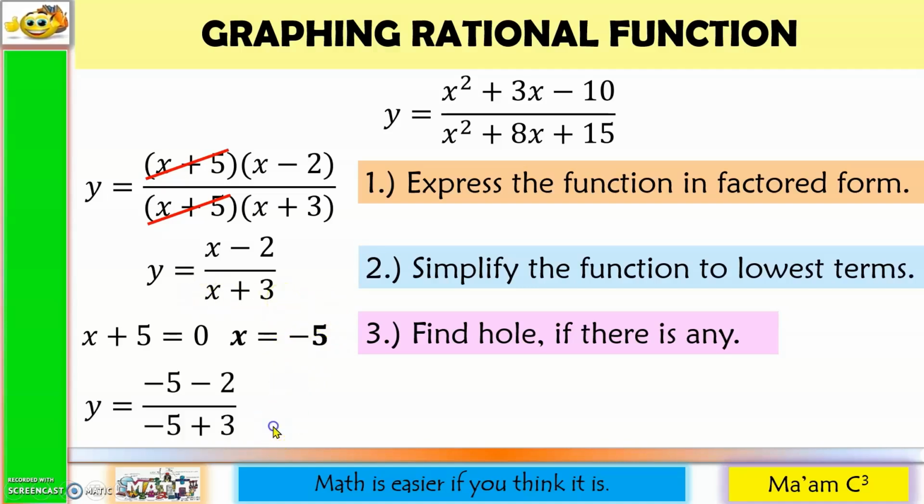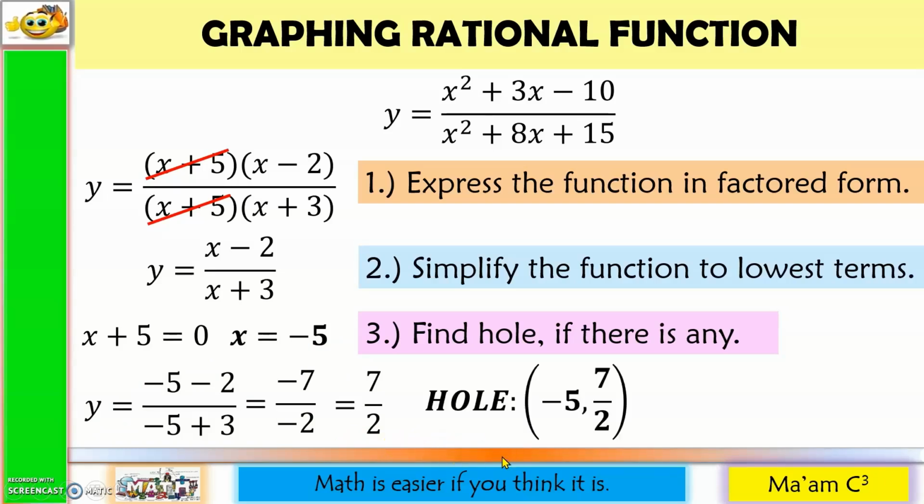So we have y equals negative 5 minus 2 all over negative 5 plus 3. Negative 5 minus 2 is negative 7. Negative 5 plus 3 is negative 2. So negative 7 over negative 2. Negative divided by negative is positive. So this is just equal to 7 over 2. Our x is negative 5. Our y is 7 over 2. Therefore, the hole is at negative 5, 7 over 2.